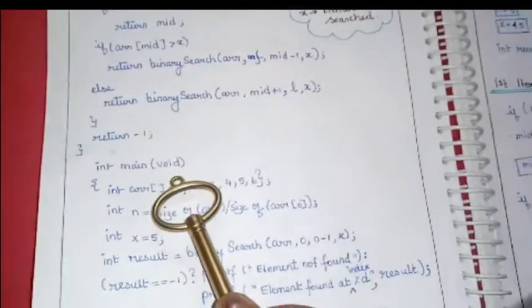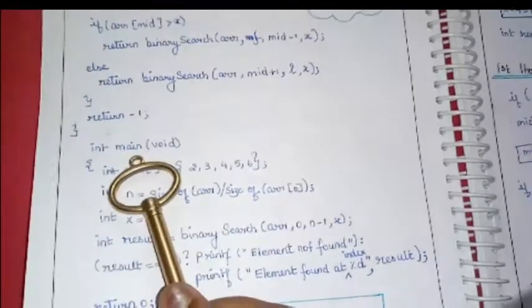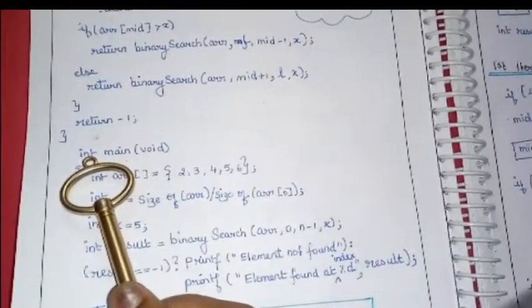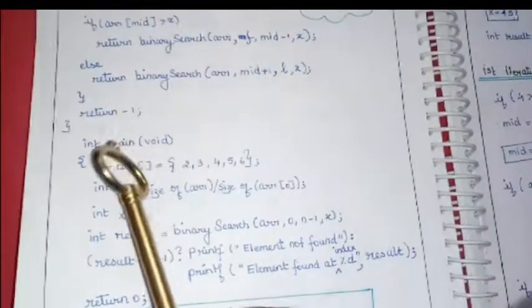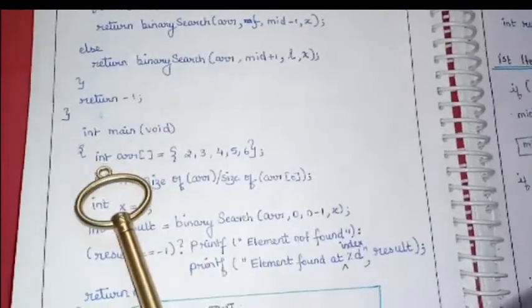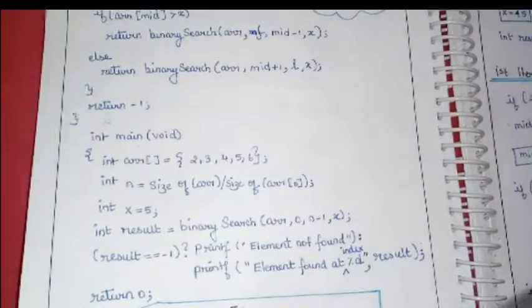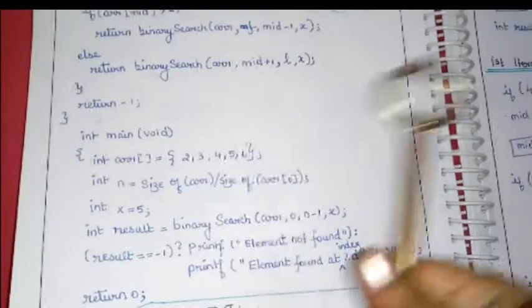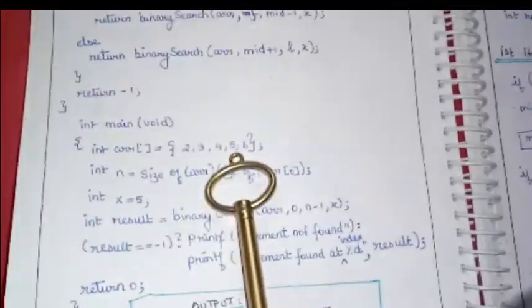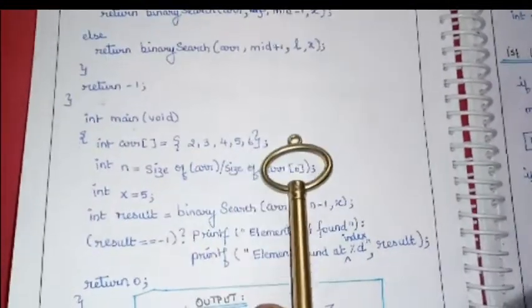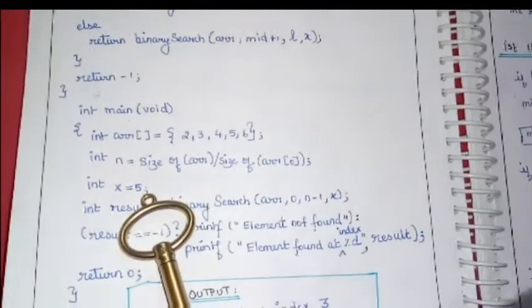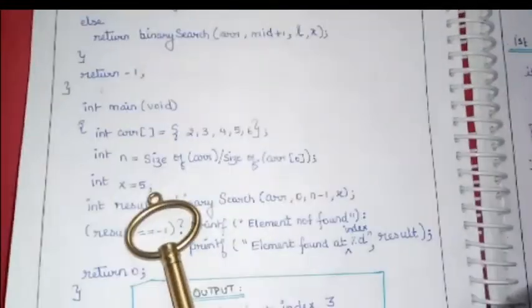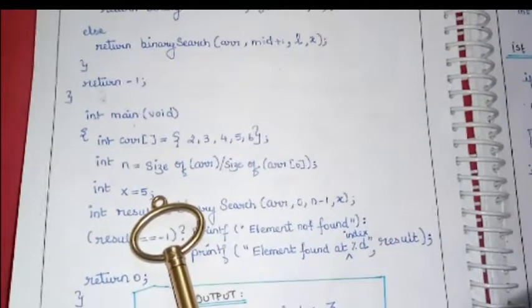int main(void). The int return type means it will return 0 or 1. Now I'm declaring my array: int array = {2, 3, 4, 5, 6}. This is my array. In this program I'm going to give my array directly and my search element directly, which makes my program much simpler.